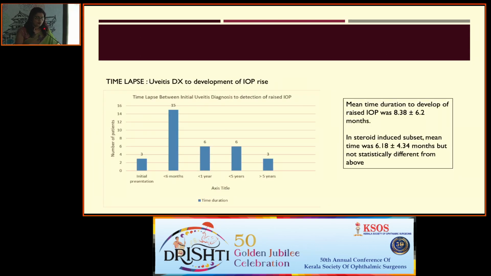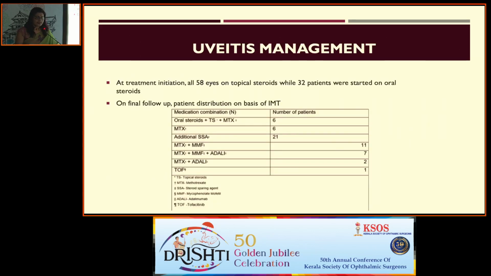The time lapse from uveitis diagnosis to development of IOP rise had a mean duration of 8.38 plus minus 6.2 months. In the steroid-induced subset also, the mean time was a little less, but it was not statistically significantly different from the other. Management of the uveitis: all 58 eyes were on topical steroids in the beginning, while 32 needed oral steroids. On final follow-up, in the distribution of immunomodulatory therapy, only 6 patients were on steroids, while most of them were on other immunosuppressive drugs: methotrexate plus MMF, methotrexate, MMF, and adalimumab, and also methotrexate plus adalimumab in 2 patients.